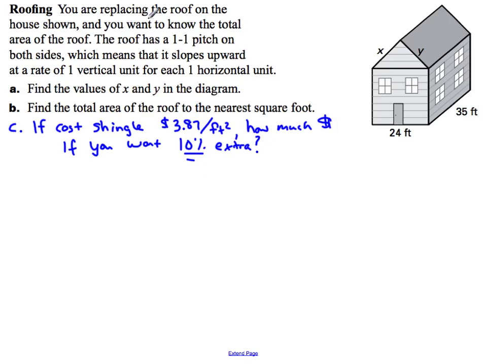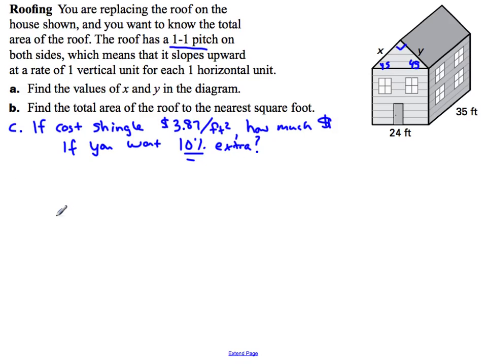So here's what's going on. You're replacing the roof of your house. As shown, you want to know the total area of the roof. The roof has a 1-to-1 pitch on both sides, which means it slopes upward at the rate of 1 vertical unit for 1 horizontal unit. What that basically means is we have a 45-45-90 triangle going on right here. Find the values of x and y.